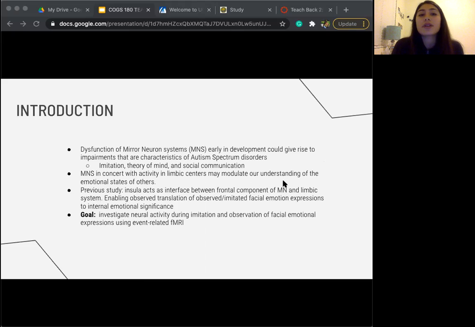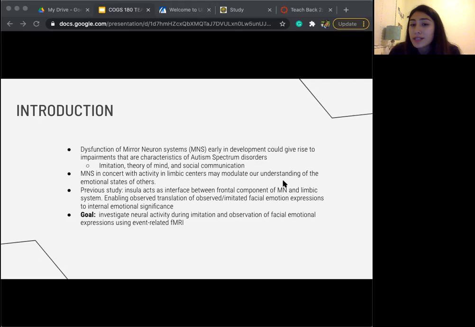So this article starts off by mentioning that it was recently proposed that a dysfunction of mirror neuron systems in early development could ultimately give rise to impairments that are characteristic of autism spectrum disorders. Some of these deficits include impairments in imitation, theory of mind, and social communication.